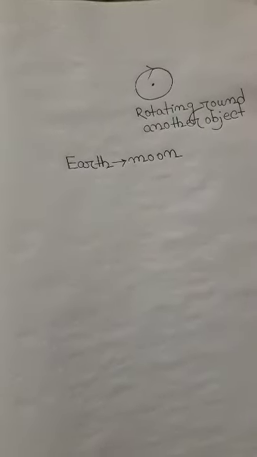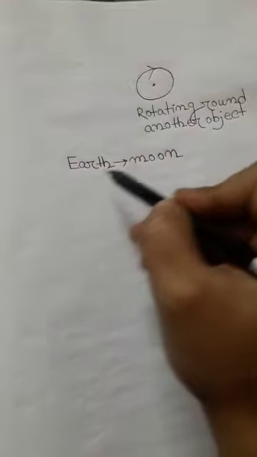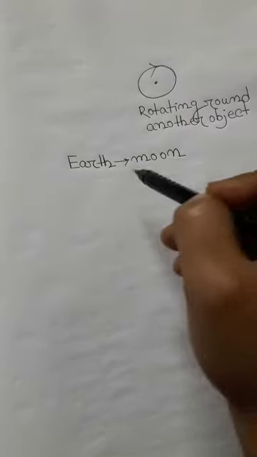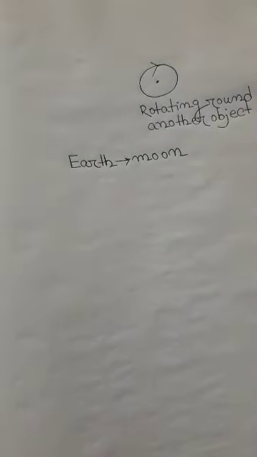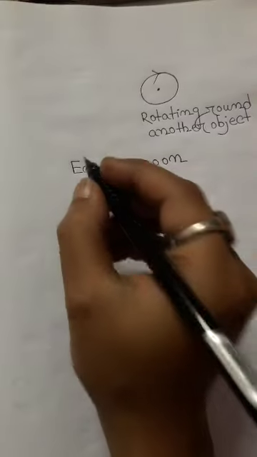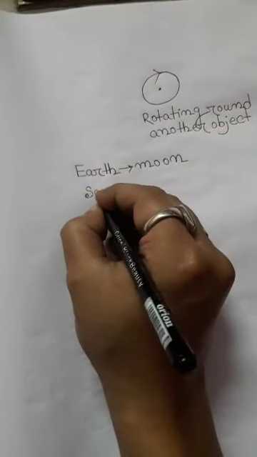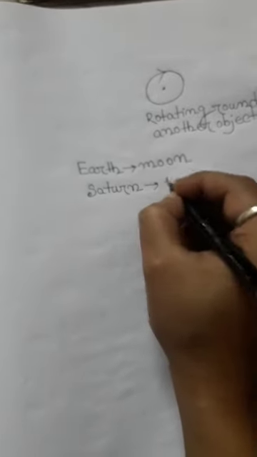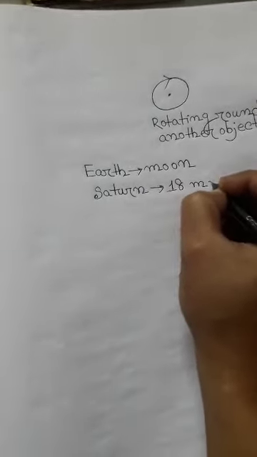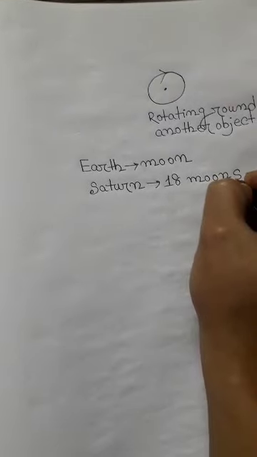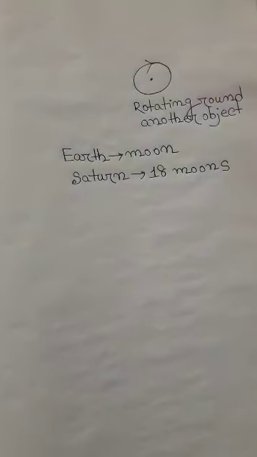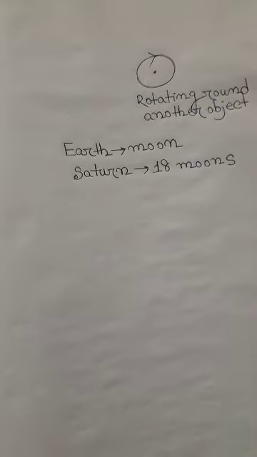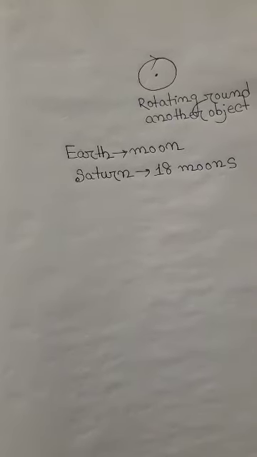First, natural. These satellites are created by nature. For example, if we take Earth, it has one natural satellite, that is the Moon. And if we take another example, Saturn, then Saturn has 18 moons. These are also natural satellites.